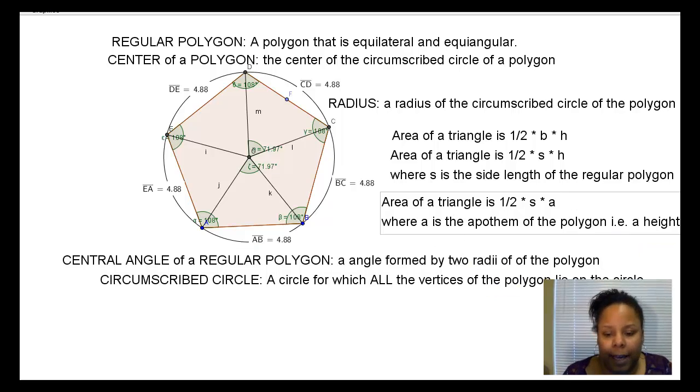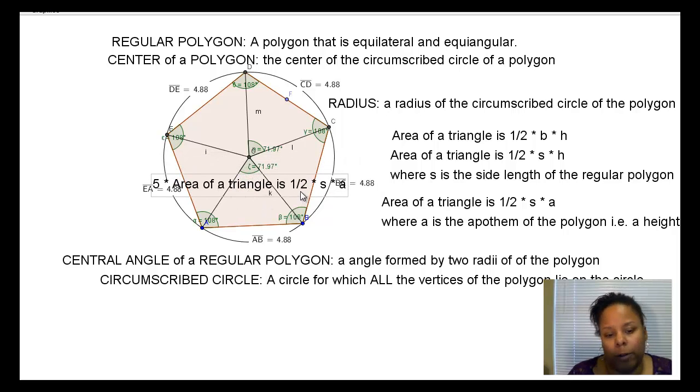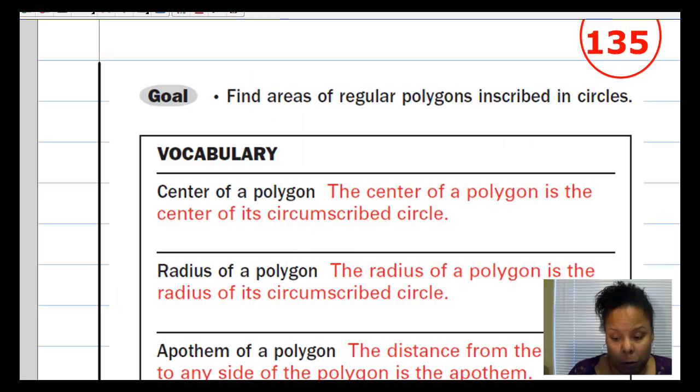So in order to find the area of this polygon, we would take 5 and multiply it times the area of one of the triangles. And that area of the triangle can be found by 1/2 times S times A. Well, we're going to have another way to express that in the notes. But when we do that, we'll have the area of the entire polygon. So let's take a look at our notes.